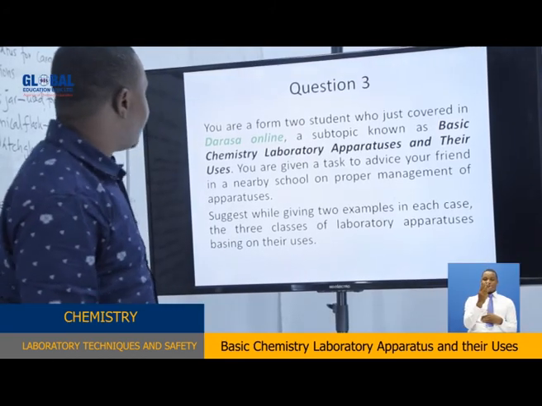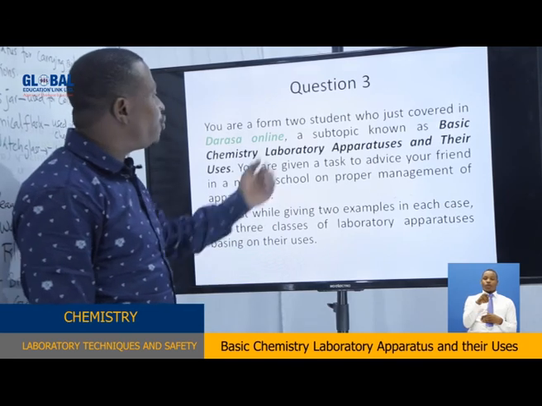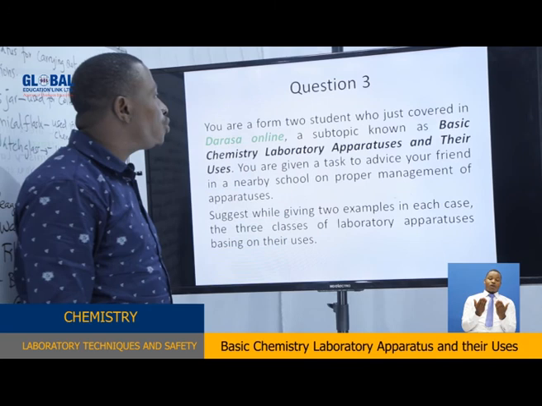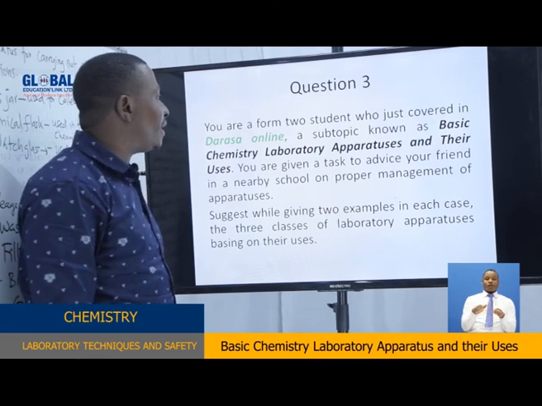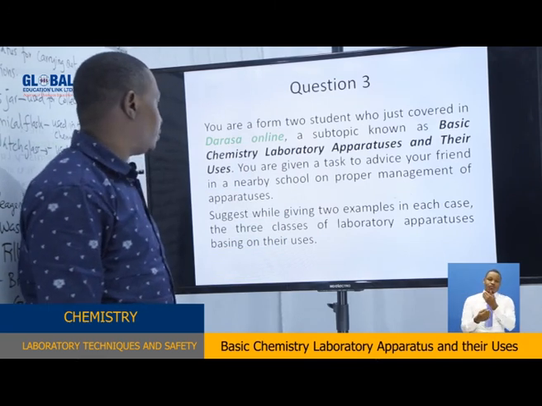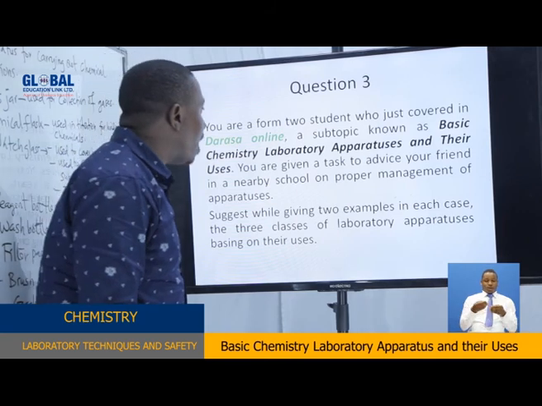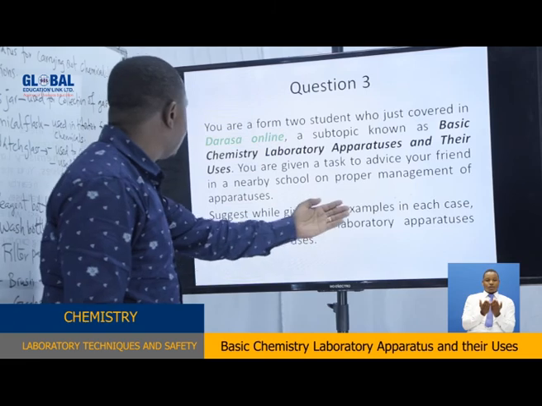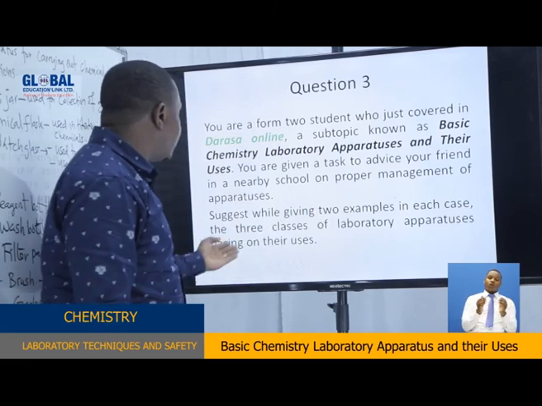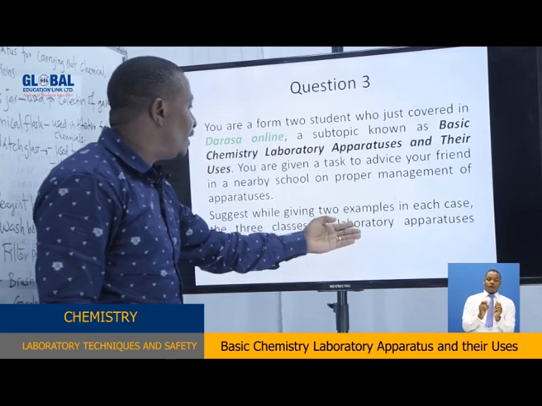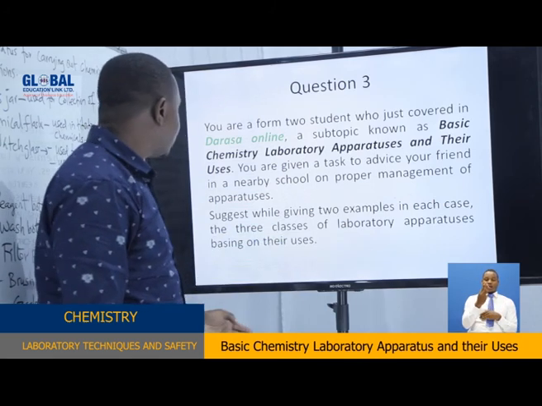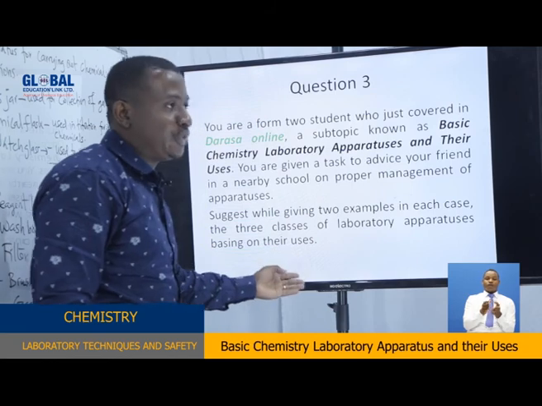Question number 3 says, you are a Form 2 student who just covered, on Darasa online, a subtopic known as Basic Chemistry Laboratory Apparatuses and their uses. You are given a task to advise your friend in a nearby school on the proper management of apparatuses. Suggest, while giving 2 examples in each case, the 3 classes of laboratory apparatuses basing on their uses.